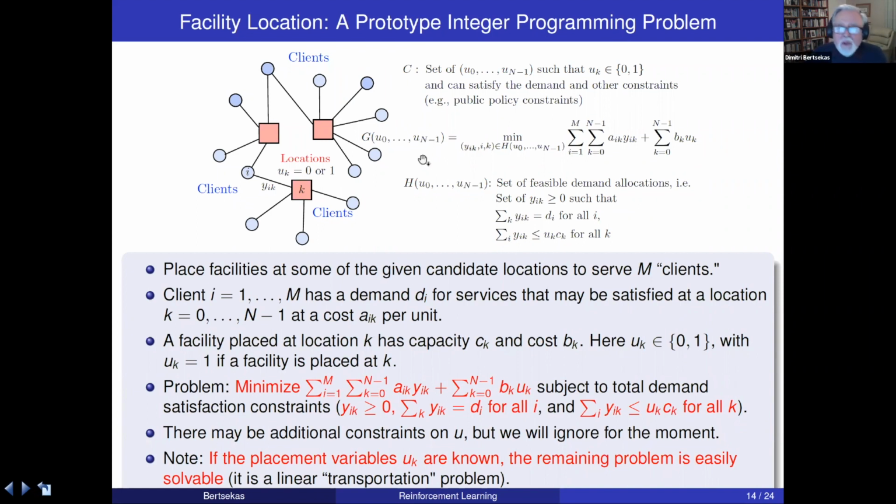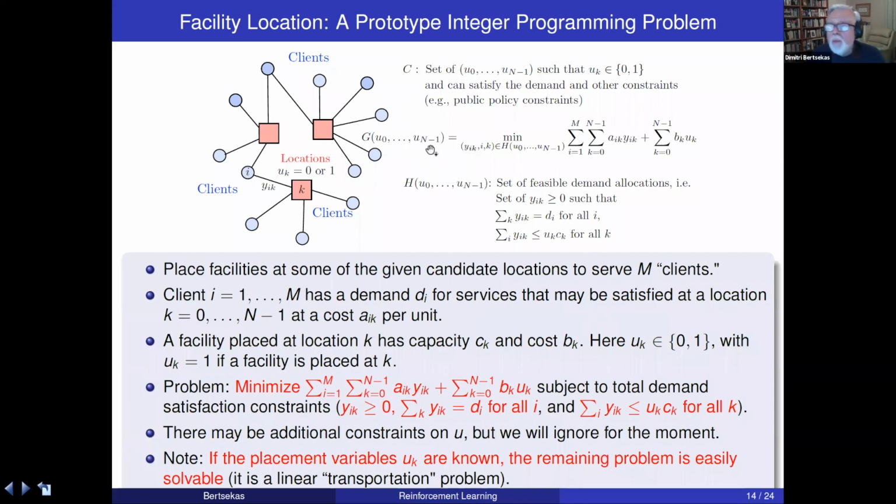Okay, so now I have the problem in the way I want it. I have a cost function involving a sequence of decisions, and I have a constraint set, and I can check whether for a given sequence of decisions this constraint is satisfied.